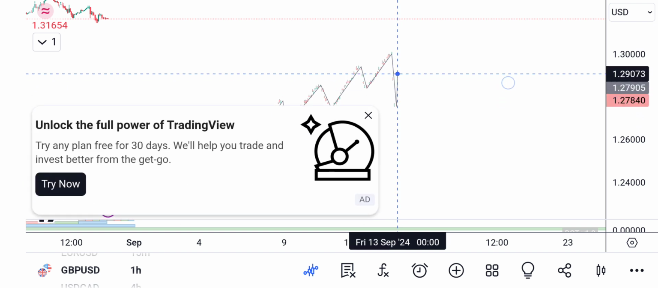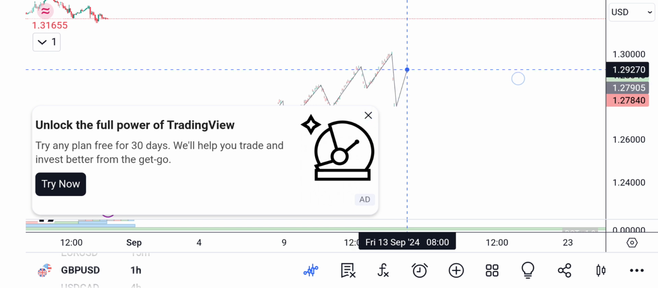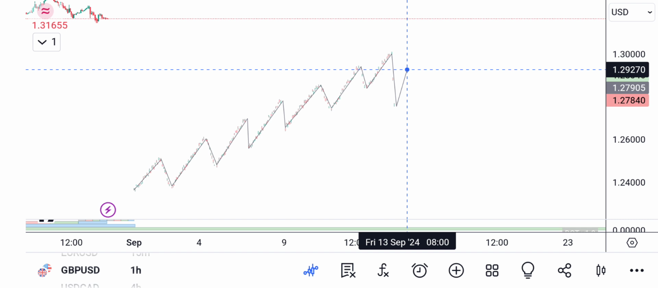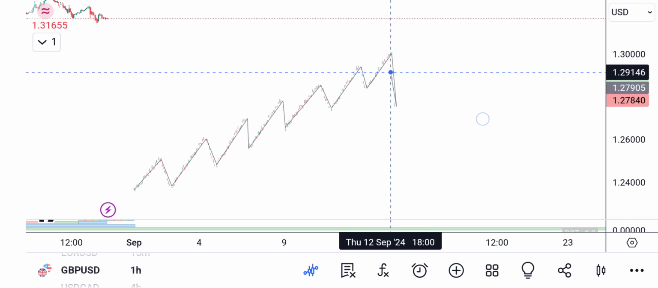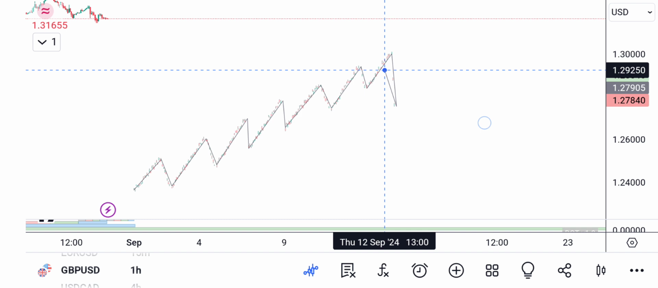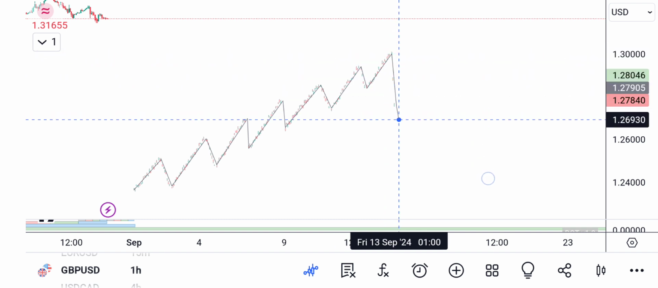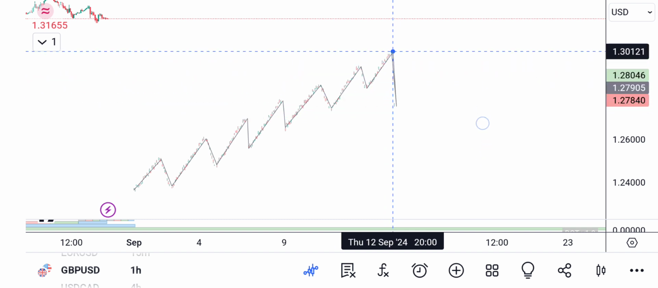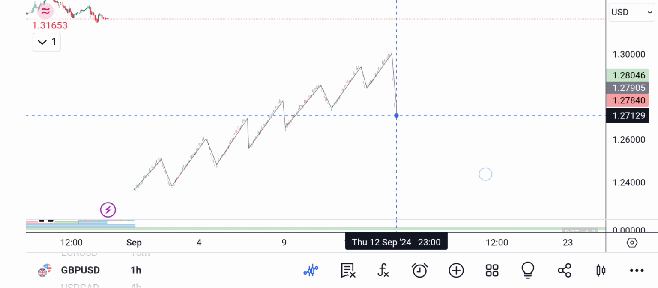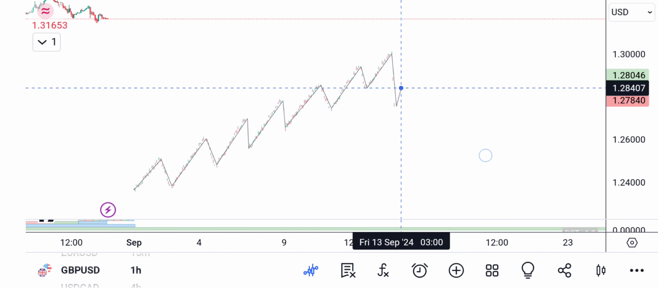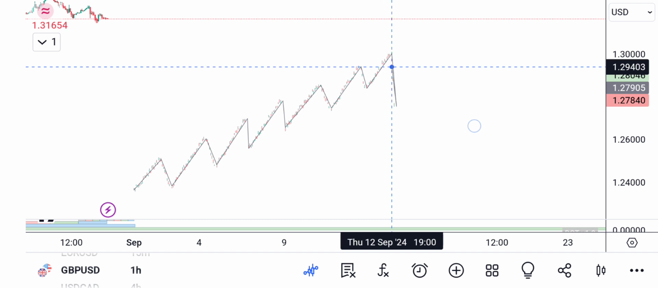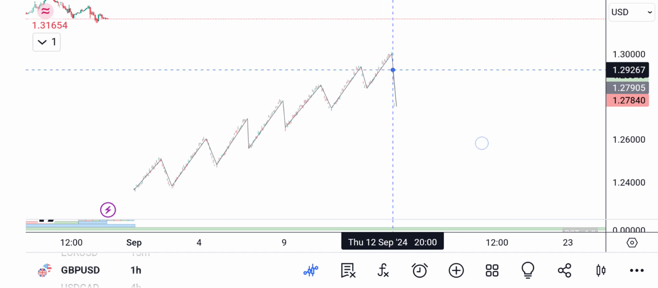Anytime IPDA, which is the interbank price delivery algorithm, according to the founder of the smart money concept, is the primary driver of the market. Anytime IPDA takes out an old high and displaces aggressively, it means it is in a rush to deliver sell side price delivery. Now there's always a possibility that it is going to leave imbalances inside this range.